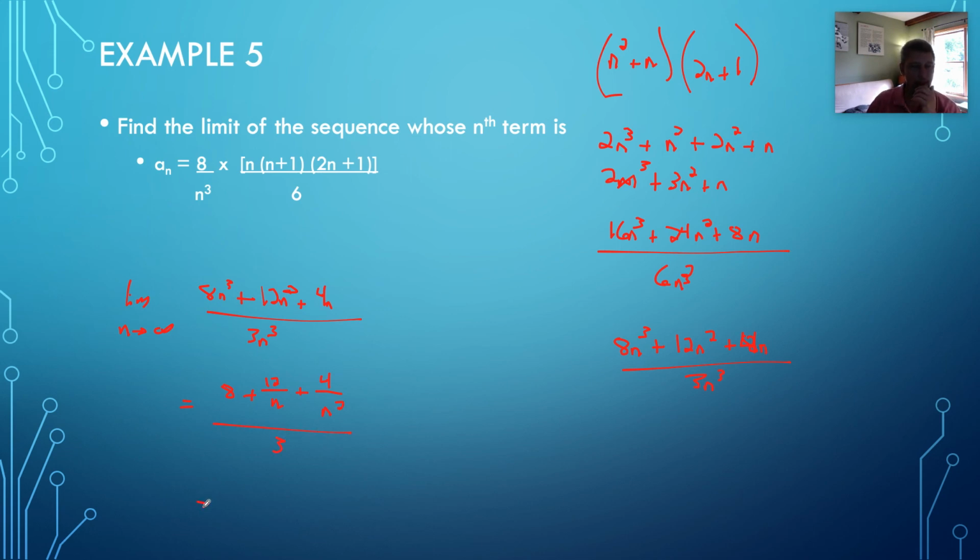And so the limit as n approaches infinity of 8 is 8. The limit as n approaches infinity of 12 over n is 0. The limit of 4 over n squared is 0. And the limit of 3 is 3. And so this is going to give me 8 over 3. And so the limit of the sequence that is given here is 8/3.